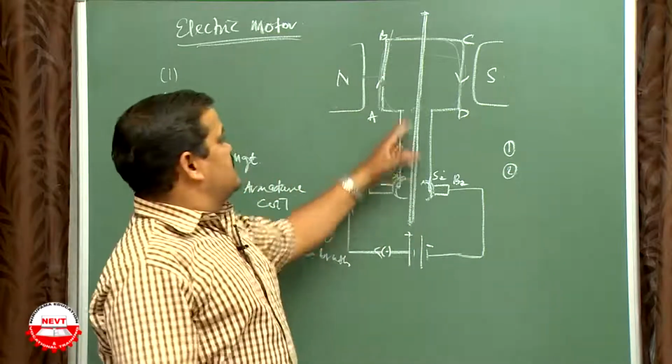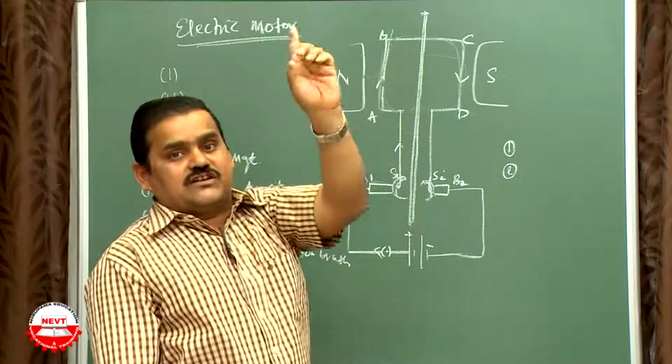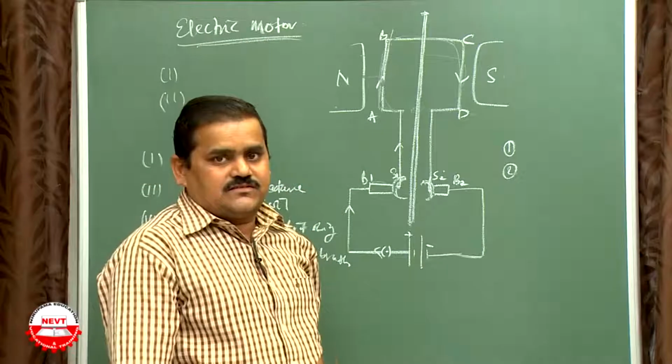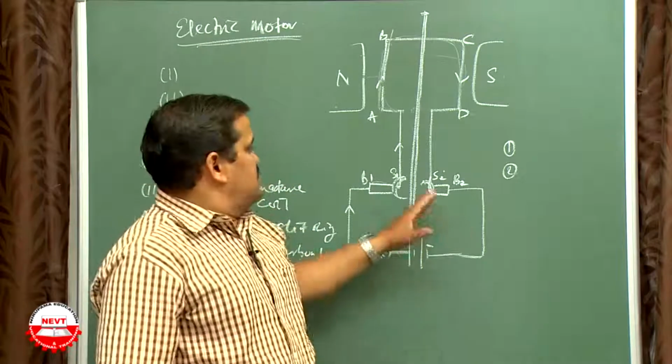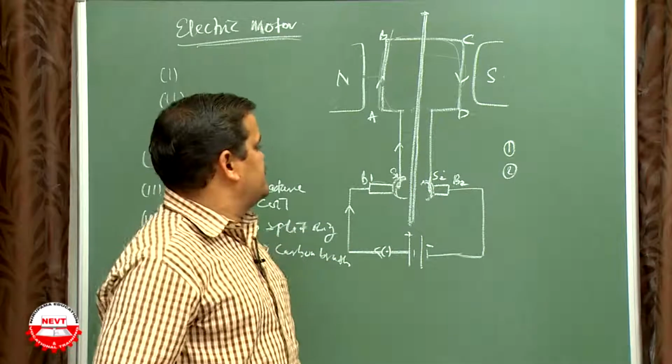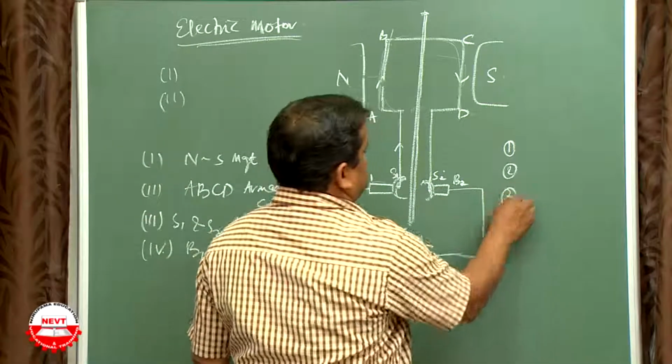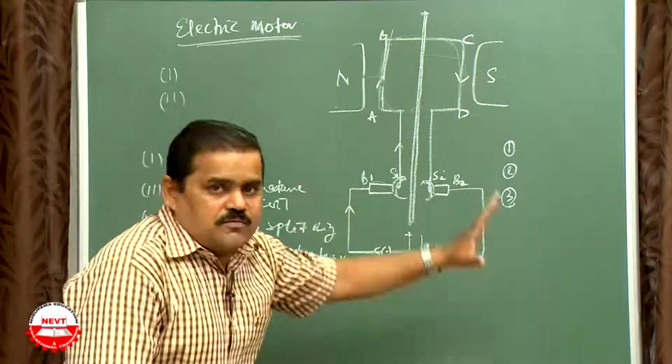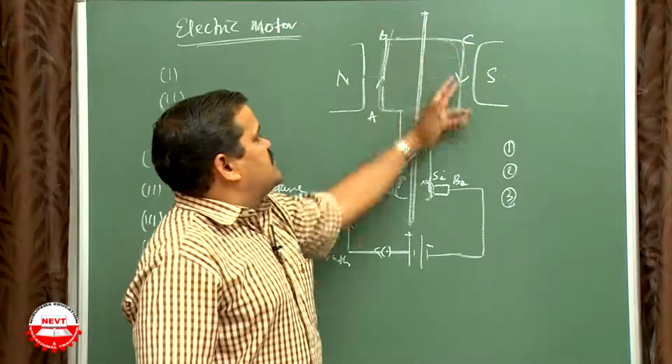Second one, strength of current. If more current passes through the circuit, the fan will speed up. You know this? It's okay? So, second one, the strength of the current. Third one, number of turns you made in the armature coil.